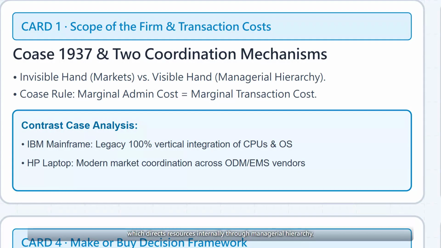In 1937, Ronald Coase established that a firm expands until the marginal administrative cost of internalizing a transaction equals the marginal transaction cost of purchasing it on the open market. Consider IBM's legacy mainframe model, which vertically integrated CPUs, operating systems, and sales, versus HP's modern laptop model, which relies on market coordination across ODM and component vendors.